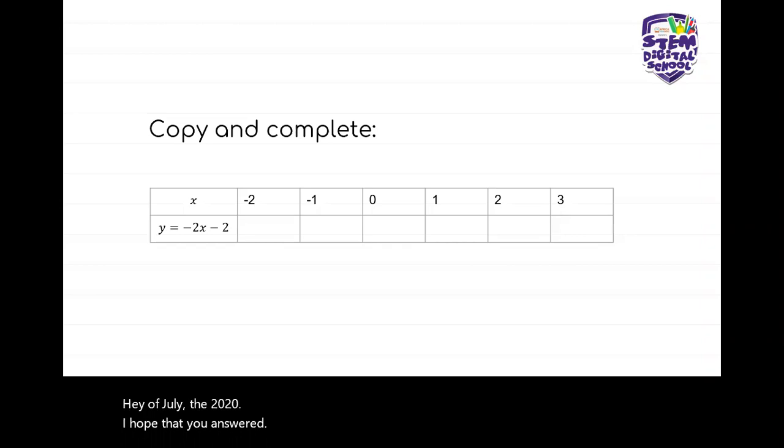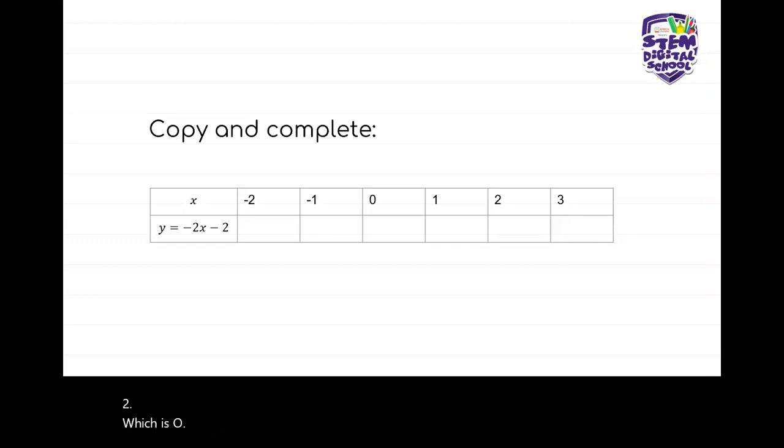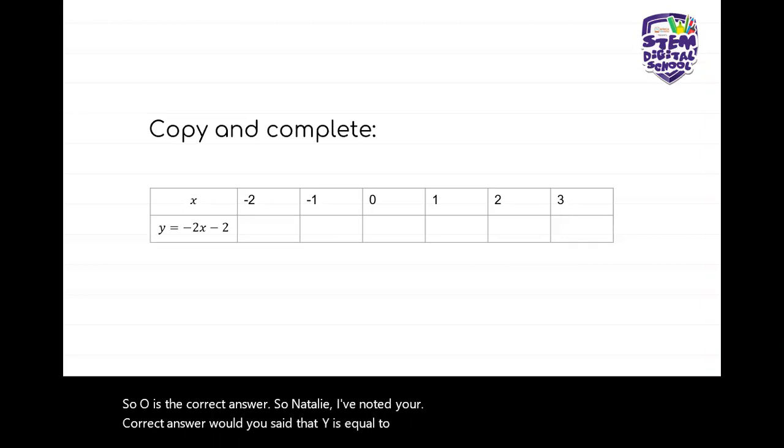Right, and then the next one, x is -1, and then of course, if x is -1, then you will multiply negative by negative to get positive. So you'll have 2 minus 2, which is 0. So 0 is the correct answer there. So Natalie, I've noted your correct answer, which you said that y is equal to 0. I fully agree with you. That's the correct answer there.